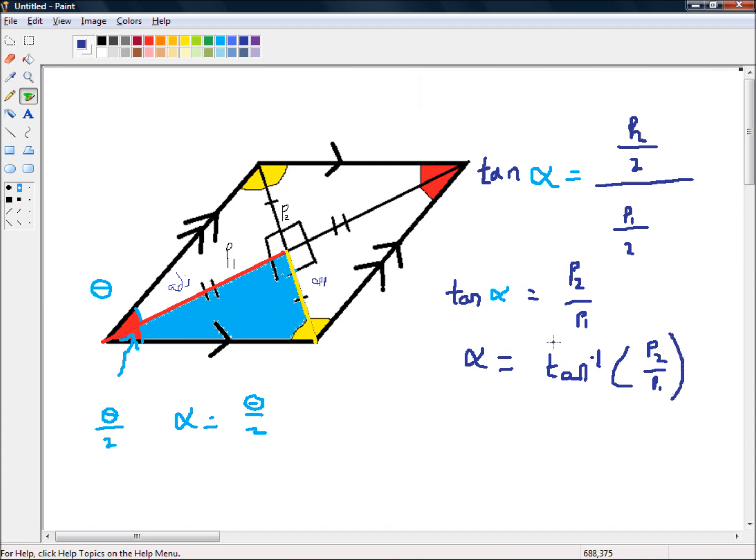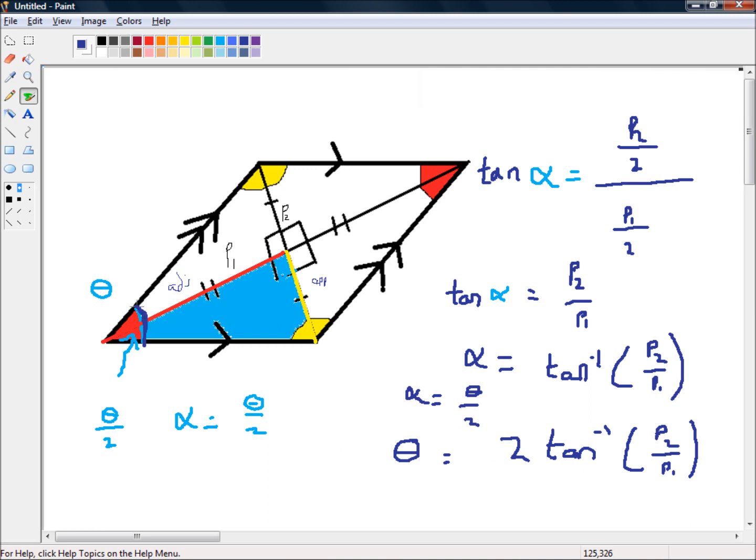Well, we've got half our angle anyway, because we remember alpha is equal to theta over 2. So theta is equal to twice the inverse tangent of P2 over P1. So that's our one angle here.